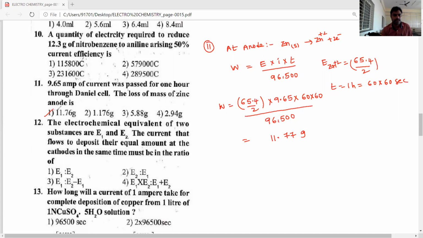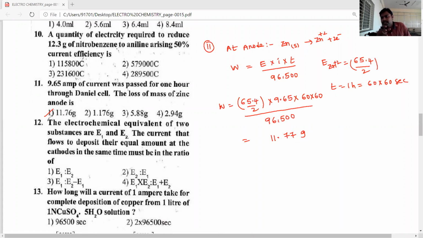11.77 grams means the first option is correct. Okay, students, here indirectly we are using Faraday's first law. Faraday's first law is W equals E into I into T by 96,500, where E is the equivalent weight of zinc.